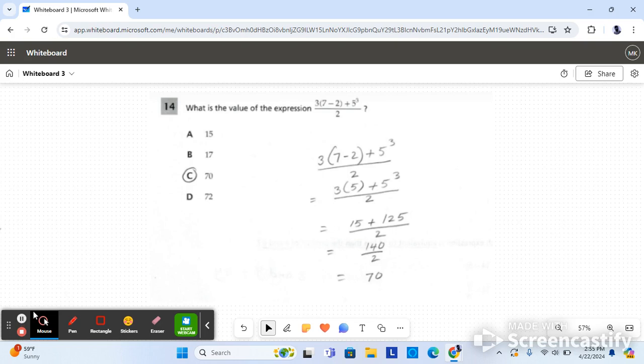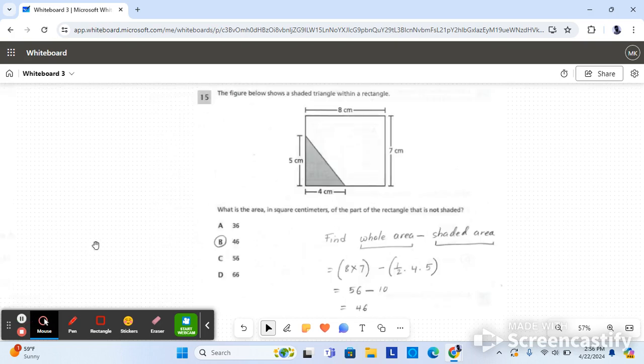So C is the correct answer for number 14. For question 15, it says, the figure below shows a shaded triangle within a rectangle. What is the area in square centimeters of the part of the rectangle that is not shaded?